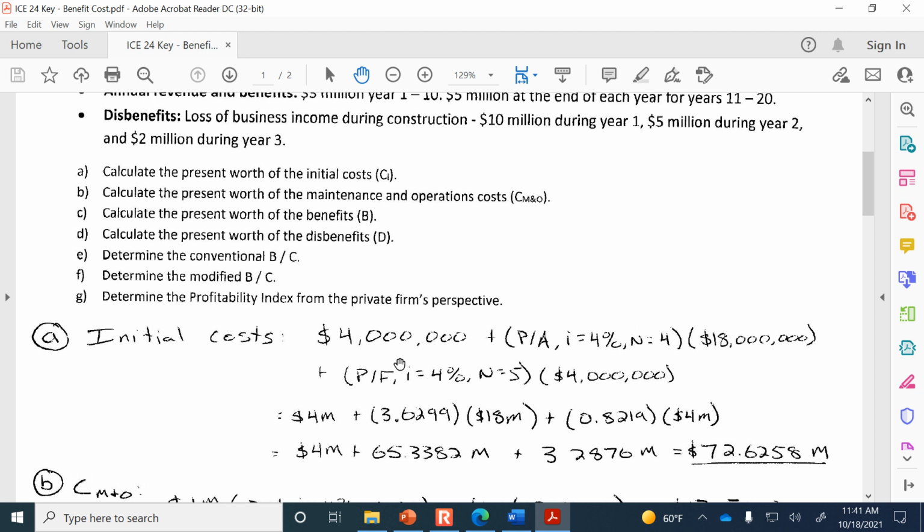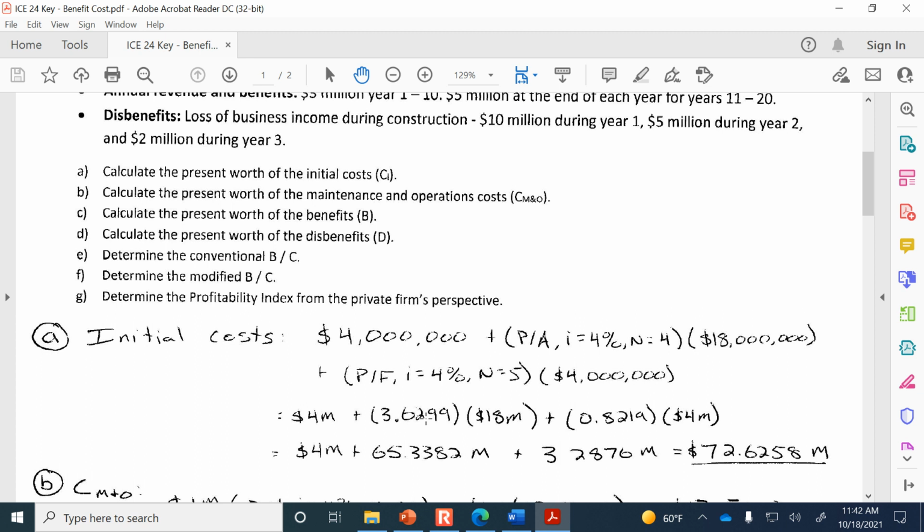And then the last part is the single $4 million amount out in year 5 that needs to be discounted to the present. So I'll multiply that by the factor lookup for a P/F at 4% interest rate and N equals 5. Okay, so there are 3 pieces. There's the $4 million, which is already at the present. And then if we go to the 4% table, and you look on the N equals 4 row in the column of P/A, the factor you'll find there is 3.6299.